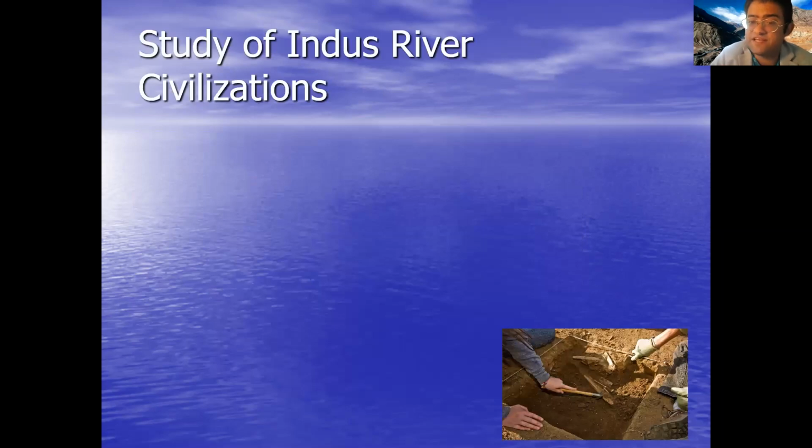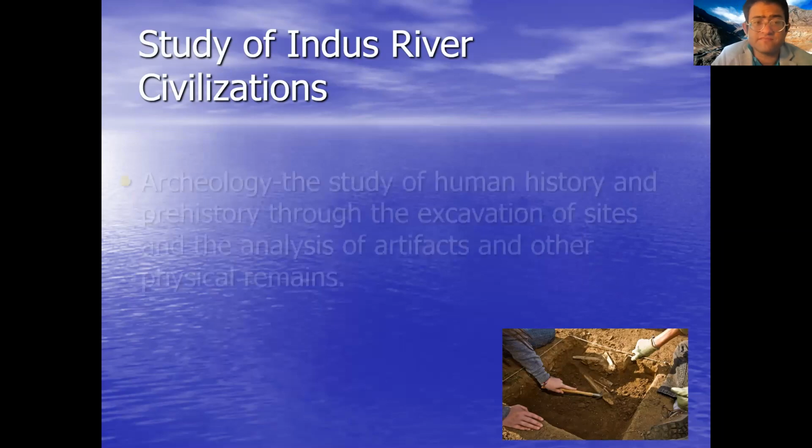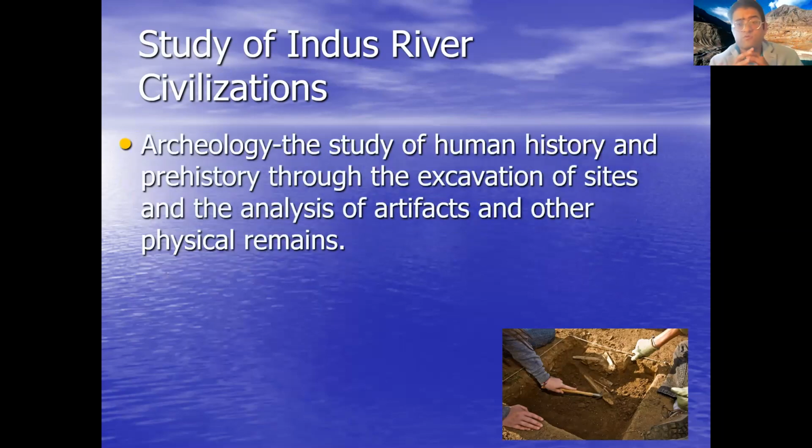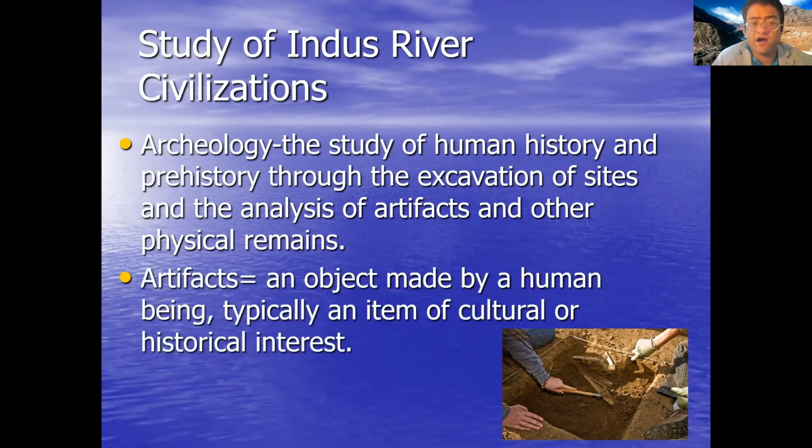The study of the Indus River Valley civilization or civilizations, most of what we're relying on is a field called archaeology. So this is the study of human history and prehistory through the excavation of sites and the analysis of artifacts and other physical remains. And an artifact is an object made by a human being, typically an item of cultural historical interest.